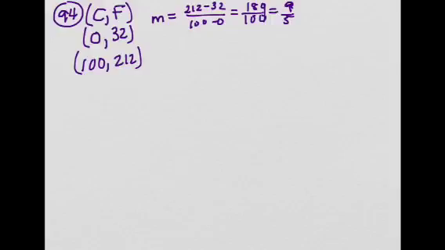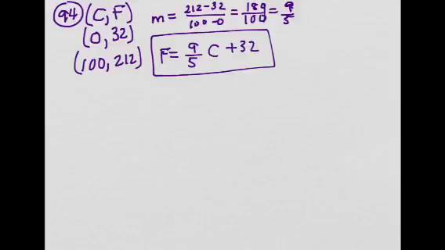Again, another nice thing about this set of points is that this one right here is my y-intercept. How do I know that? Because the input value is 0. So 32 is my intercept. Okay? So that makes the work a little bit easier. So I'm going to put F equals 9/5 C plus 32. So that's how F is written in terms of C.